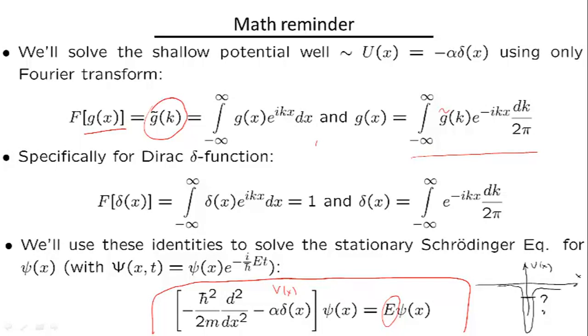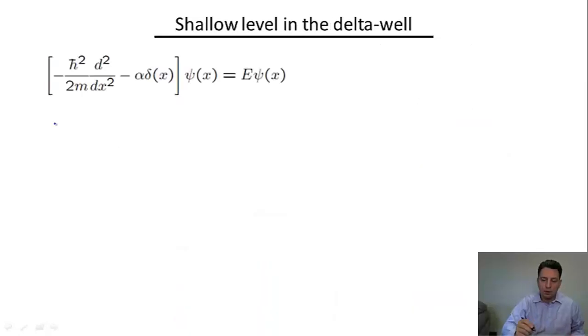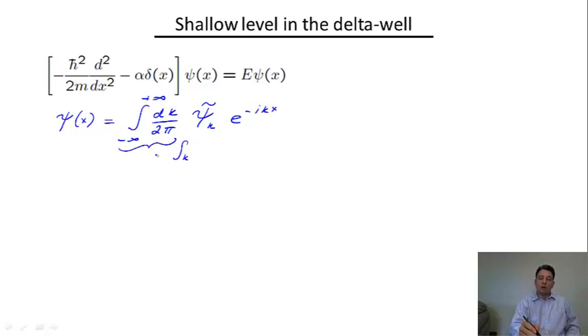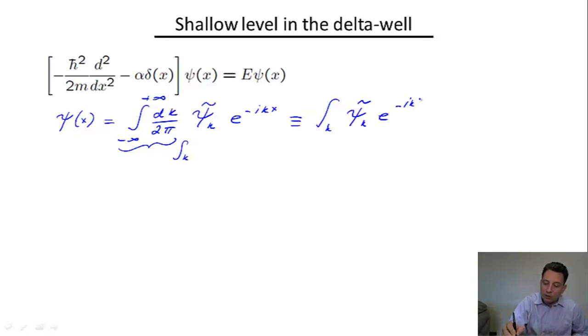And so now let me do the actual calculation using this reminder and the Schrödinger equation. What we're going to do is represent psi of x as a Fourier transform of the wave function in momentum representation. So it's going to be an integral of dk over 2 pi of some psi tilde sub k, e to the power minus ikx, from minus infinity to plus infinity. And just for the sake of brevity, I'm going to call this integral a single symbol, so that I don't have to write these standard factors and limits again. So it's identically equal in my notation to this.